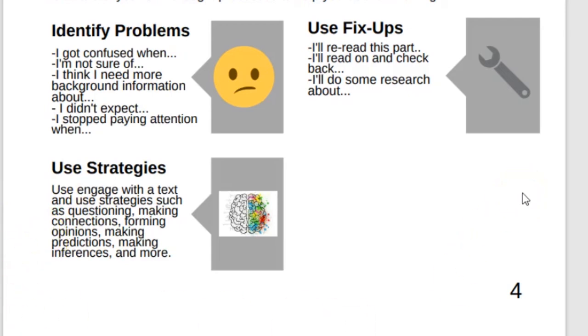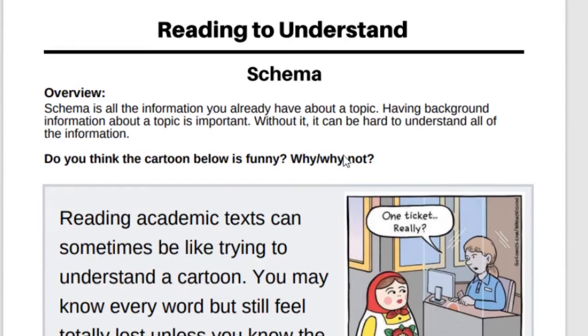Prediction and inferences. What do you think is going to happen next? Make sure you're guessing. What just happened? What will happen next? And then fix-ups. Reread the part. Read, check, and go back. Do some research. Save the fix-ups for the parts that you really do need to research. Don't do it to everything you read.